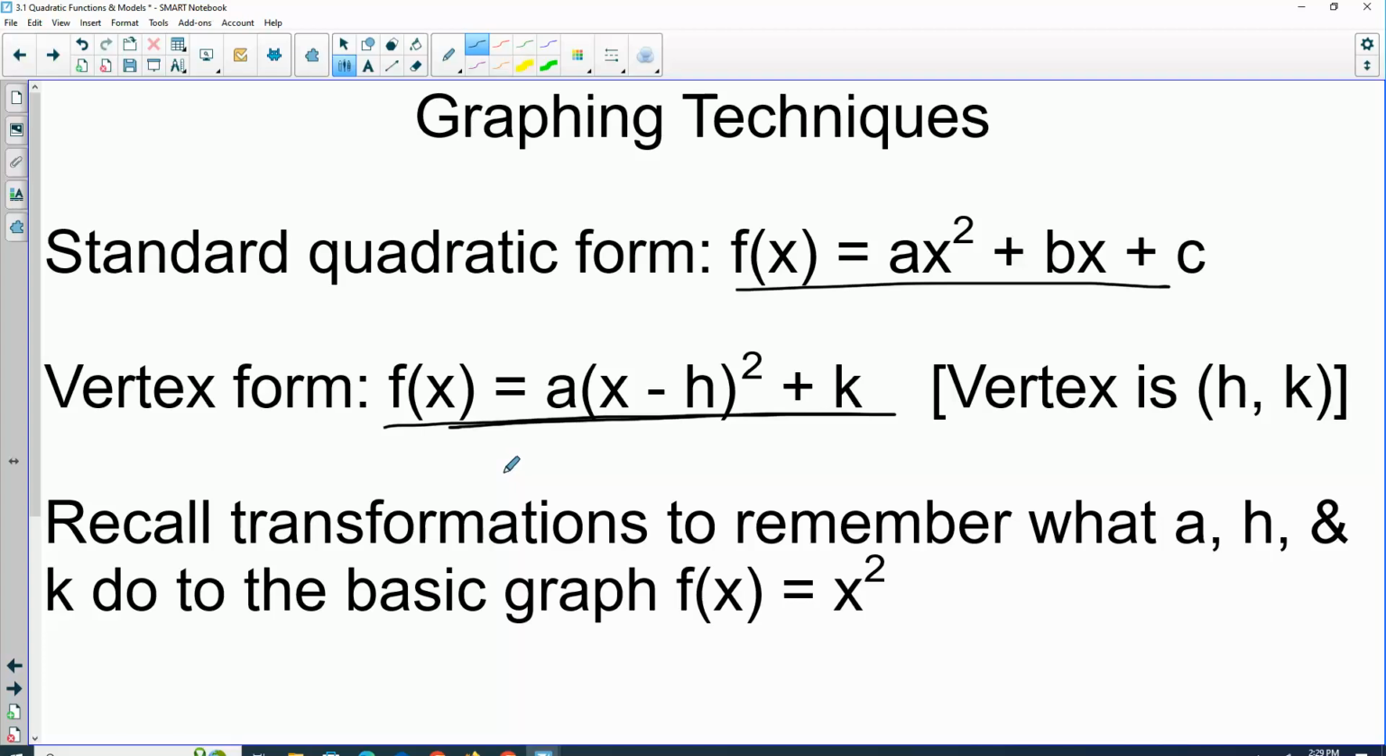Transformations are what we've seen before. So (h, k) is actually going to be the vertex, because we know that subtracting h, we move it to the right, adding k, we move it up. So it shifts that vertex there. Kind of like the circle formula, (x minus h) squared plus (y minus k) squared, the (h, k) was the center, same thing here.